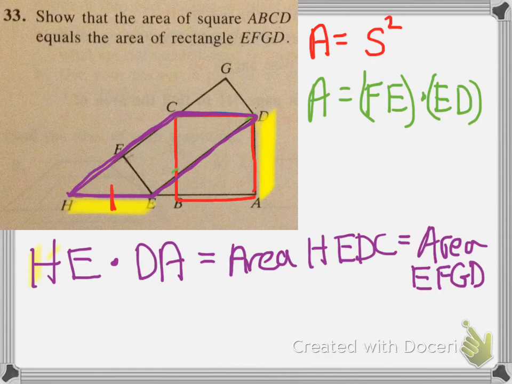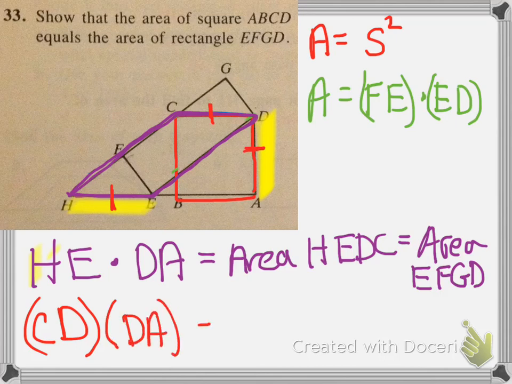HE here is congruent to CD because of our congruent triangles. So therefore, HE is congruent to CD, so I have CD there. So the area of the rectangle is CD, and then also CD is congruent to DA because it is a square, so CD times DA. Those two things are congruent, so that equals one of the sides of our square squared. So we've now proven that.